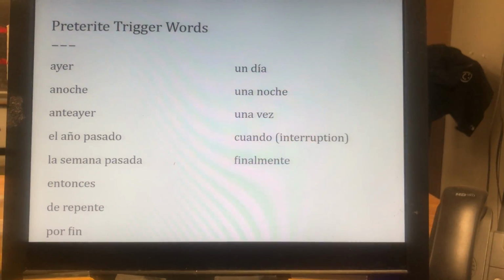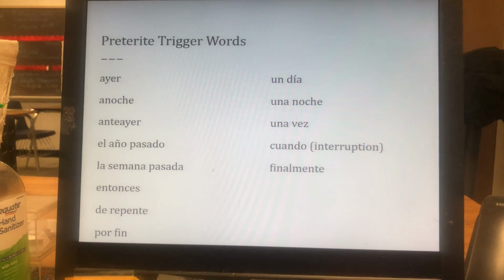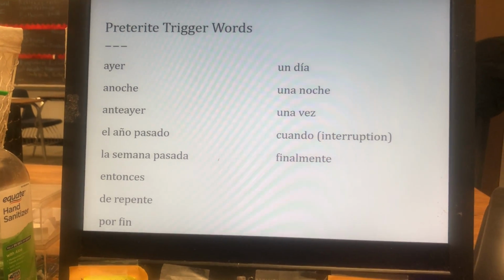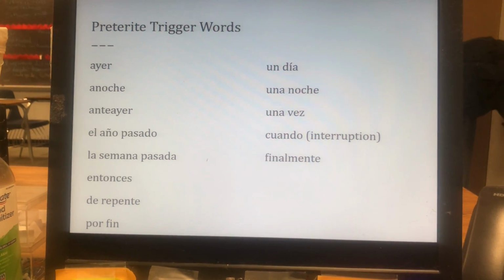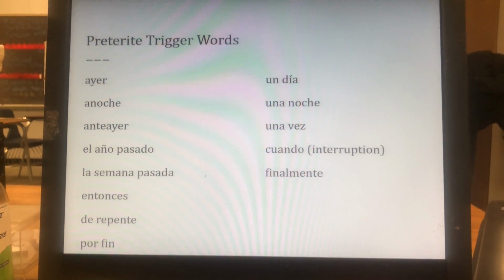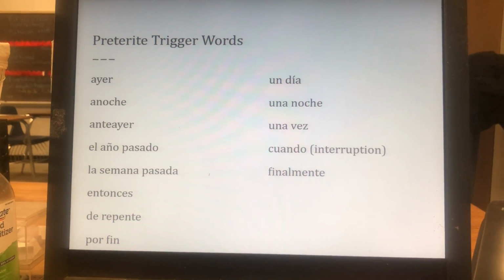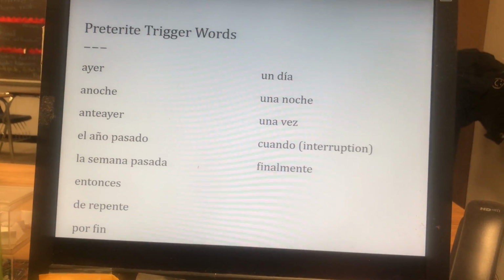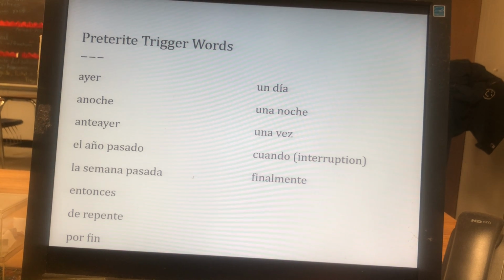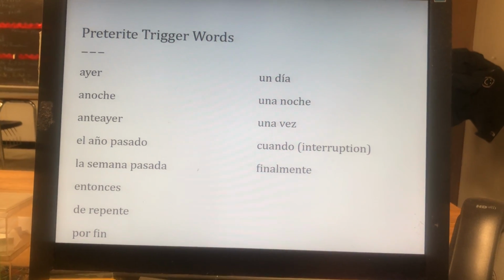So here are some words that will trigger the use of the preterite. If you see these words, you can think, I probably need the preterite. Ayer, anoche, anteayer, el año pasado, la semana pasada, entonces, de repente, which means suddenly, por fin, un día, una noche, una vez, cuando, when, and finalmente. Before I post this to Classroom, I will add the English translations for each of these in case you don't know it.